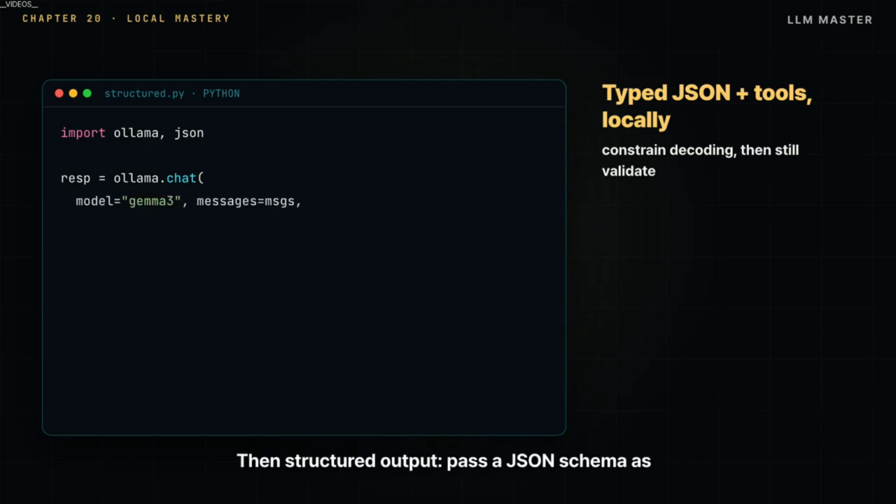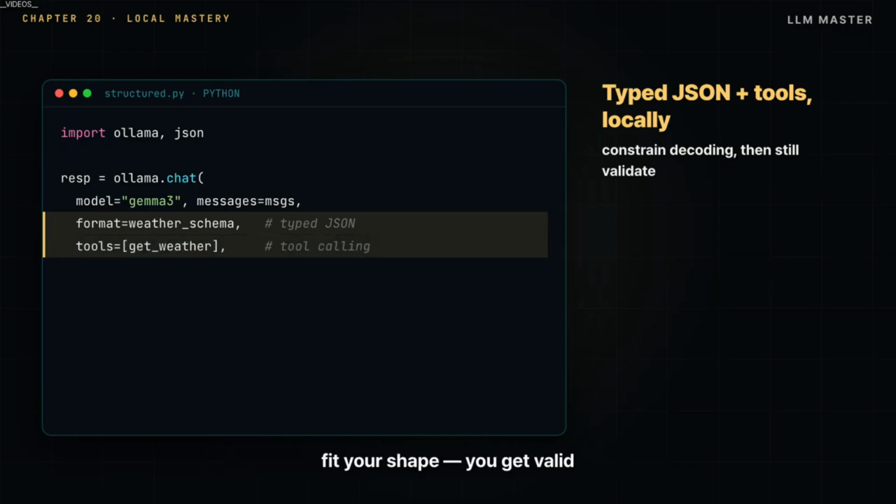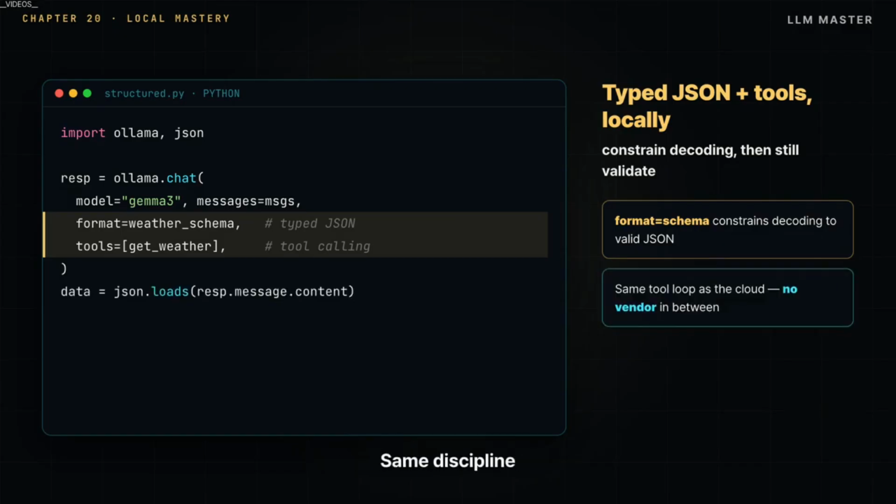Then structured output. Pass a JSON schema as the format argument, and the runtime constrains decoding so the model can only emit tokens that fit your shape. You get valid, typed JSON at the boundary, not a hopeful "please return JSON." And tool calling works the same as the cloud loop. You describe functions, the model emits a tool call, your code runs it, you feed the result back. Constrain at the model, then still validate on your side. Same discipline, same patterns, just no vendor between you and the tokens.